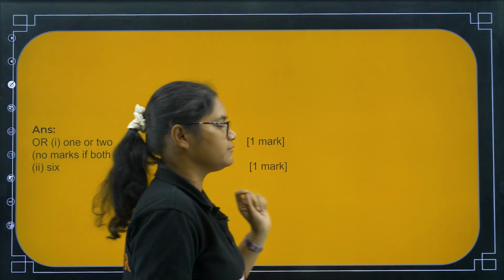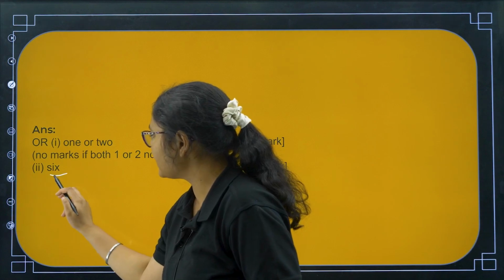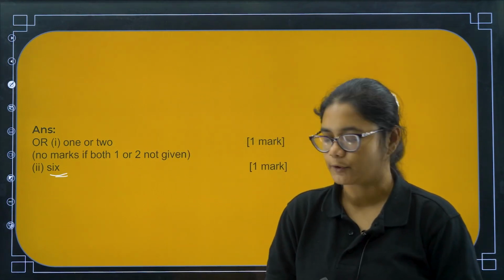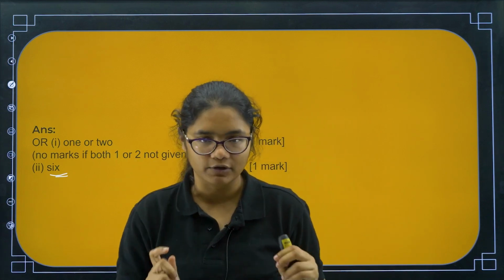Yes, you can have either 1 or 2 based on the structure that you have drawn, and the number of hydrogen atoms will definitely be 6. So this one will give you 2 marks. So this is the OR part of part B of the question.